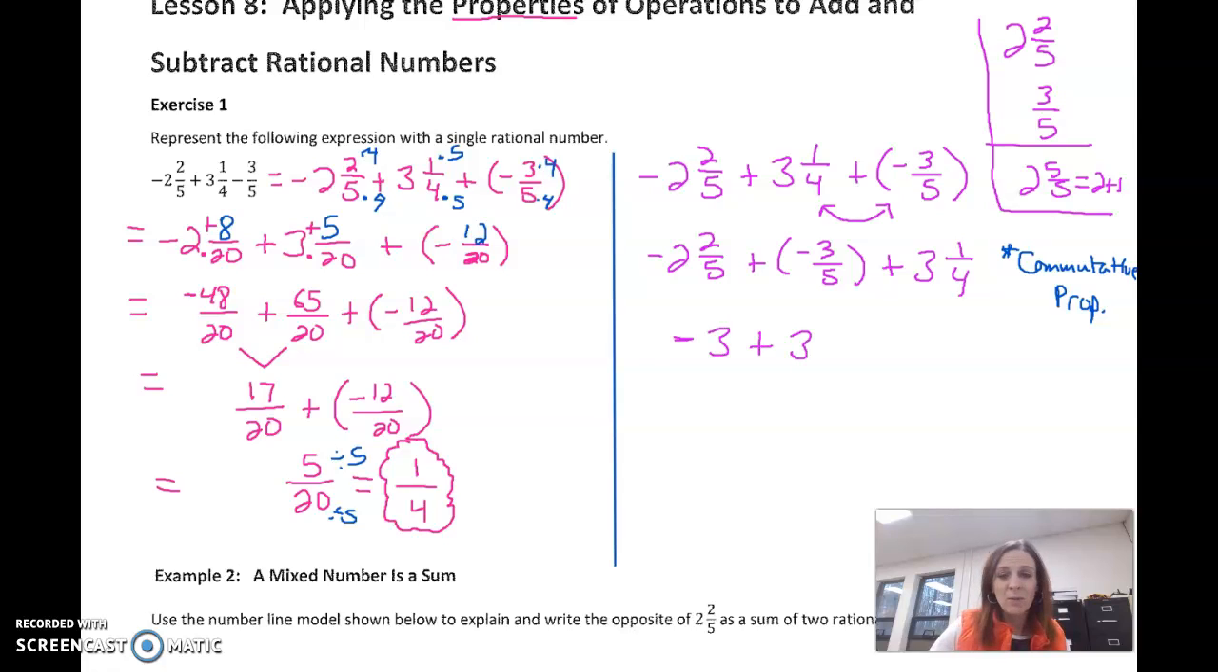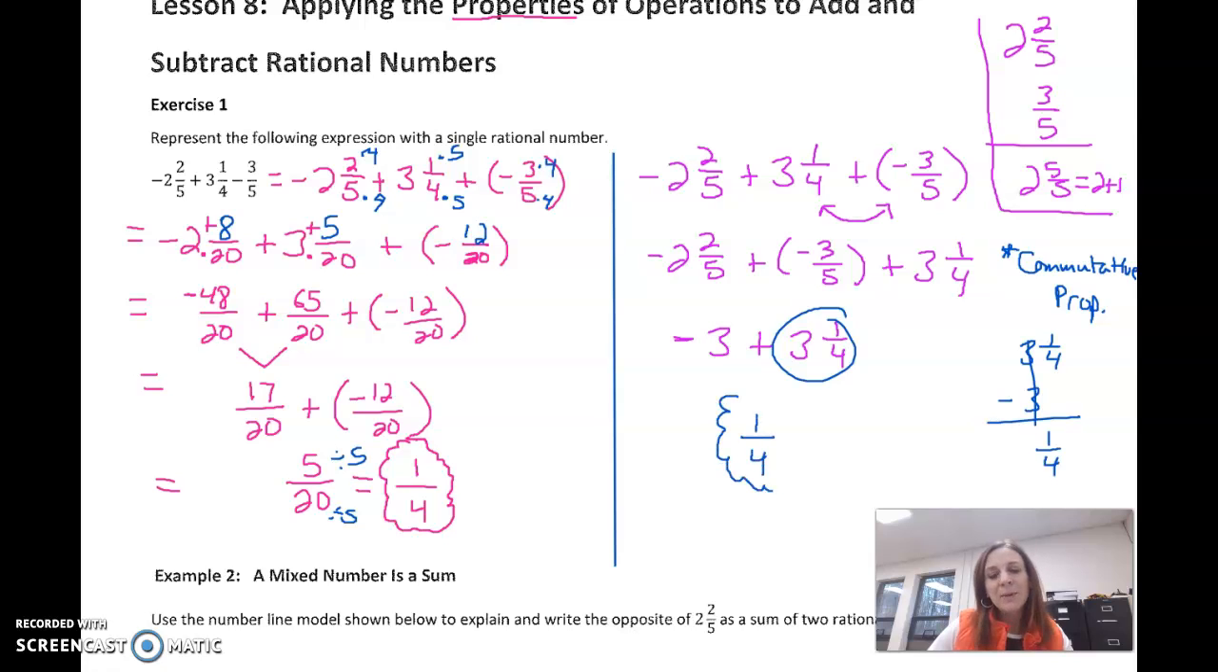Plus 3 1/4. Well, these are different signs, right? And if we have different signs and we want to subtract, we take the bigger, ignoring the negative. 3 1/4 minus 3. Well, that just is left with 1/4. And remember, which one is bigger? Greater absolute value, farther away from 0 on the number line. Well, that's the positive one. So our answer is just positive 1/4. A little bit easier, isn't it?